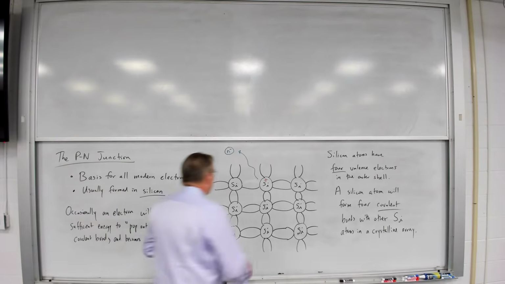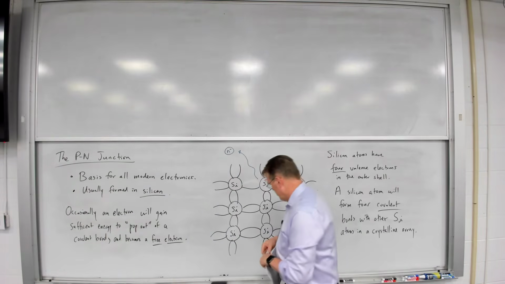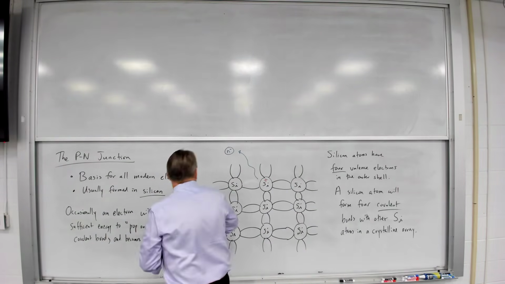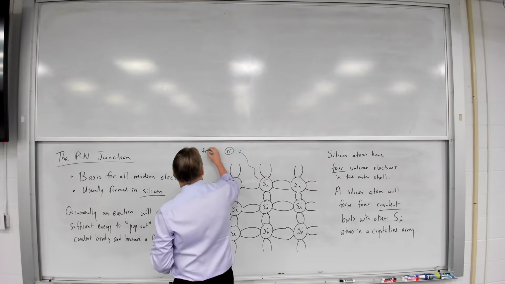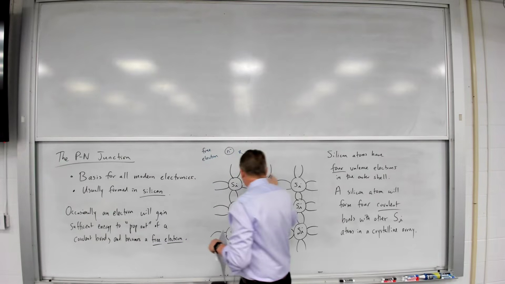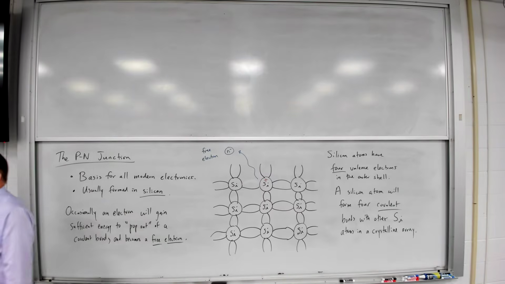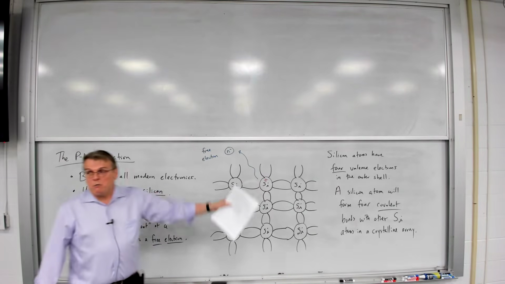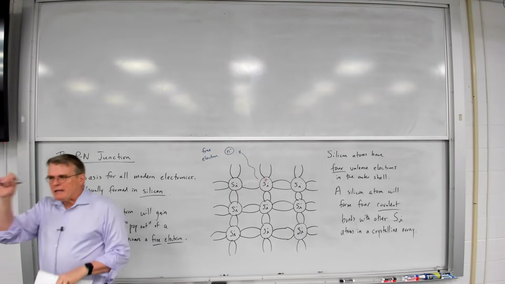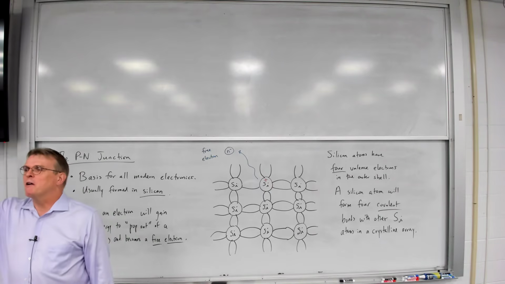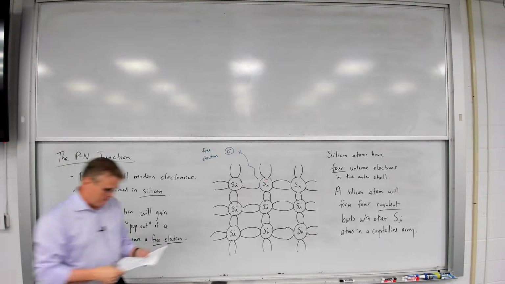So here's our free electron. And we have a silicon atom that now is missing an electron with a net positive charge. What we call this is a hole. There's a hole in the valence band now where that electron has been lost for that silicon atom.